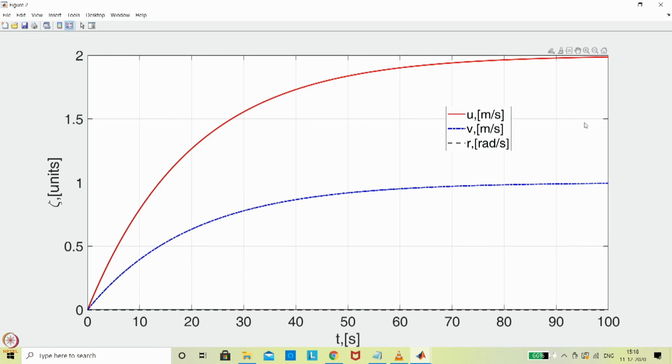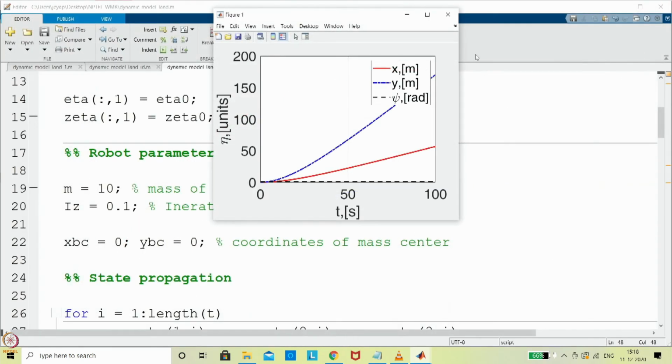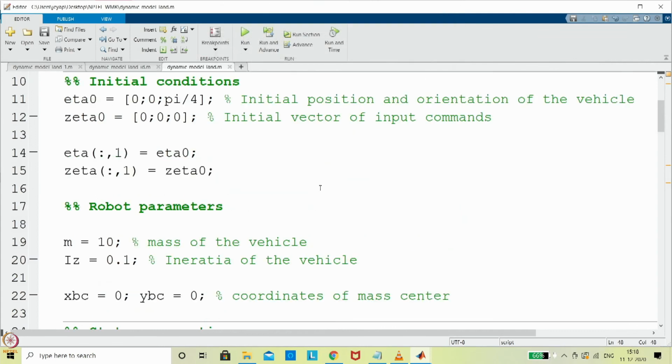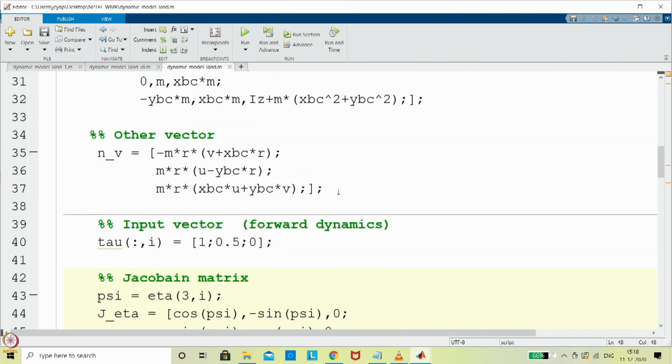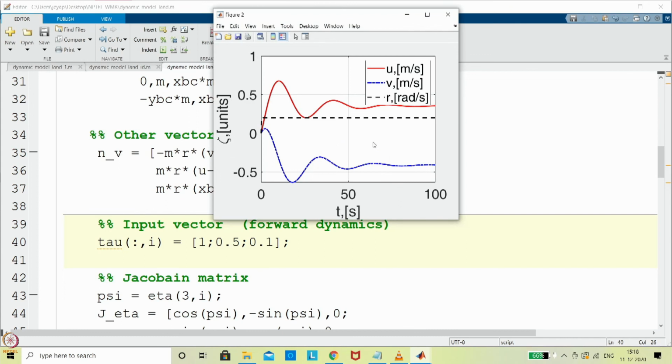So this is what we call forward dynamics, where the force tau is known to you, and you deploy your equation of motion and then you can verify. For example, if I now give the angular torque as well, you will get the angular force also, in the sense it is getting changed.